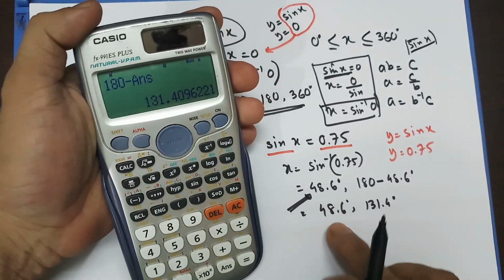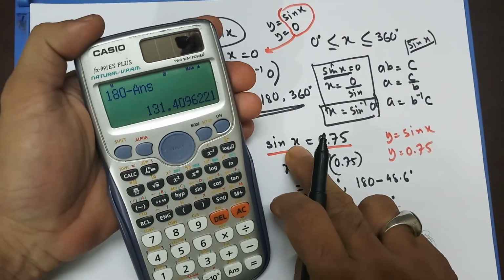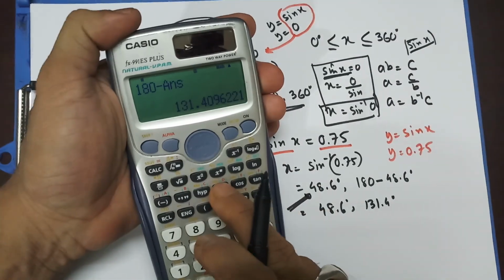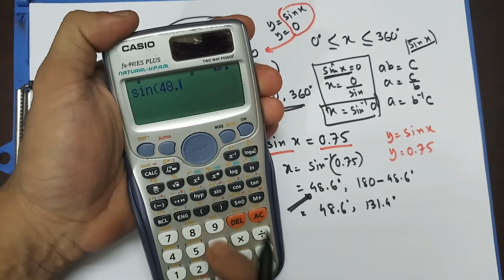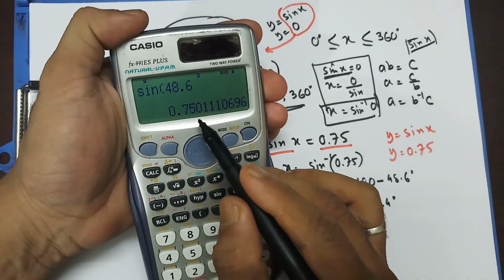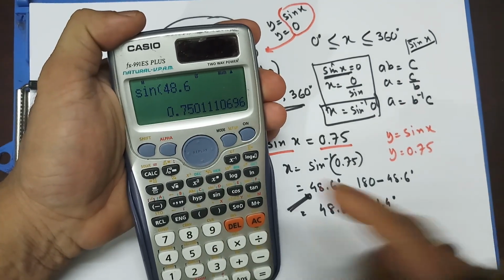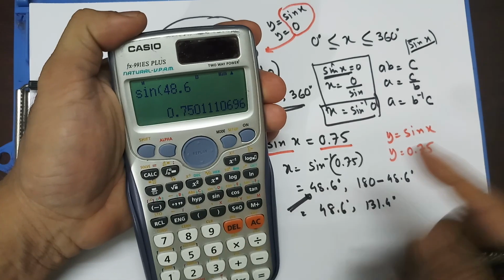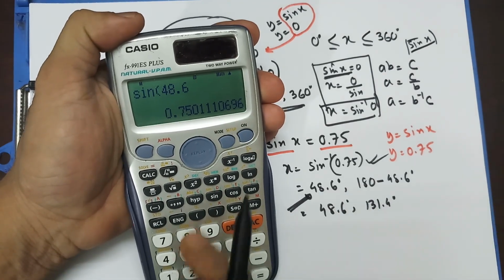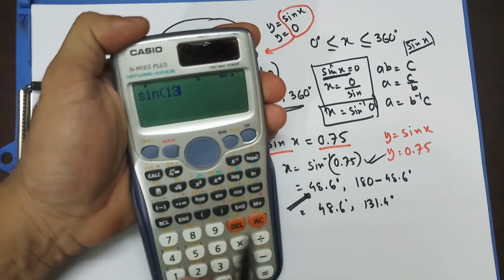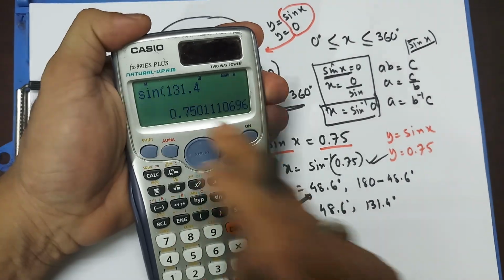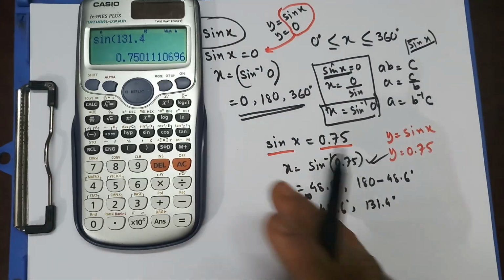Let me be sure, just plug this value in place of x. So sine 48.6 is going to be 0.75 and something. Remember, I rounded off, so it's something like that. So it's pretty much okay. And then sine 131.4 gives me 0.75. So we are okay over here.